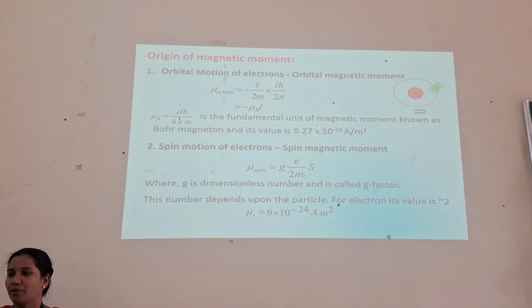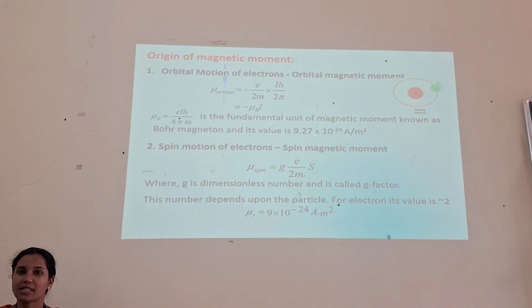Origin of magnetic moment. Orbital motion of electrons gives the orbital magnetic moment. The fundamental unit of magnetic moment is known as Bohr magneton, and mu B is equal to e h by 4 pi m, which is equivalent to 9.27 into 10 to the power of minus 24 ampere meter square. This is spin magnetic moment. Mu spin is equal to g into e by 2m into S, where g is a dimensionless number.